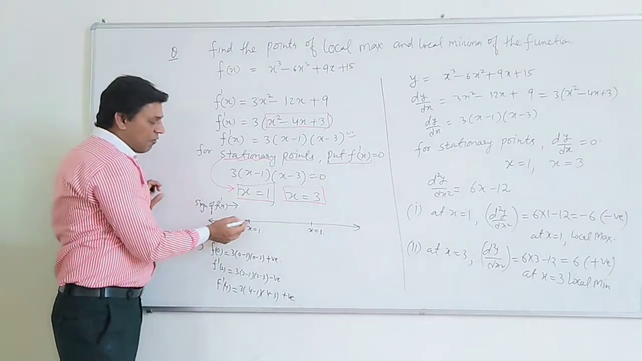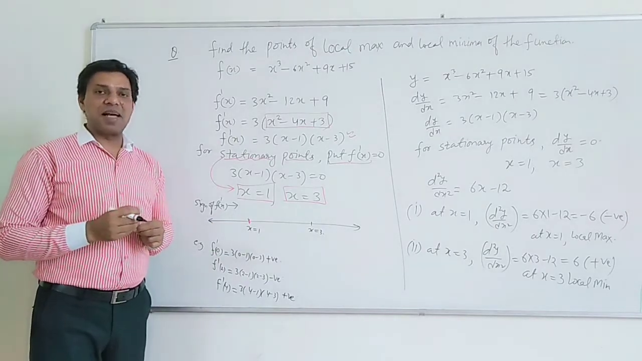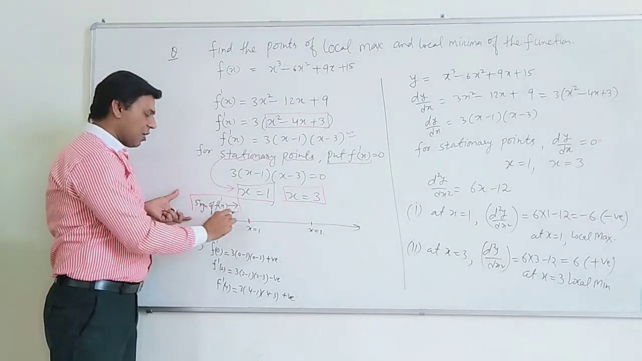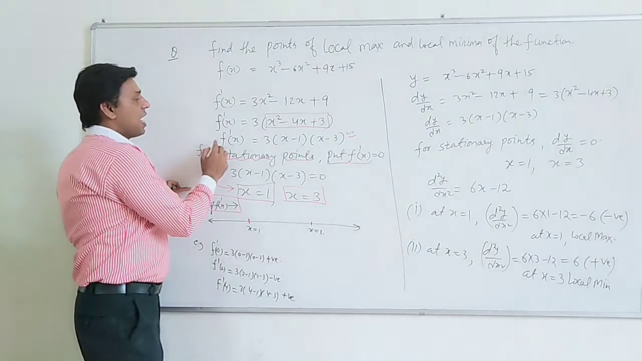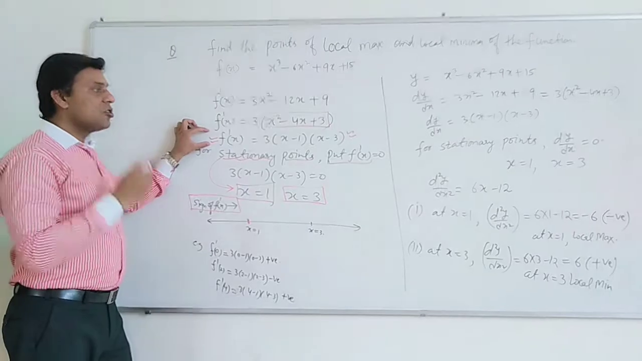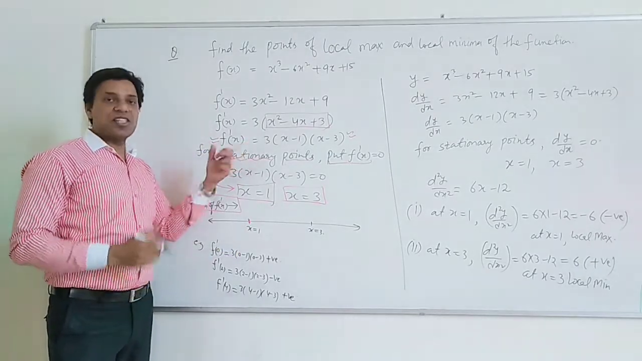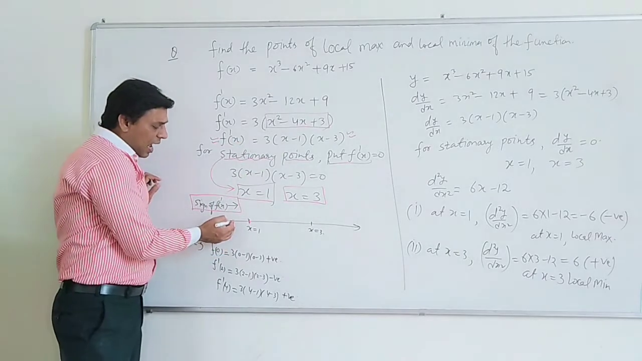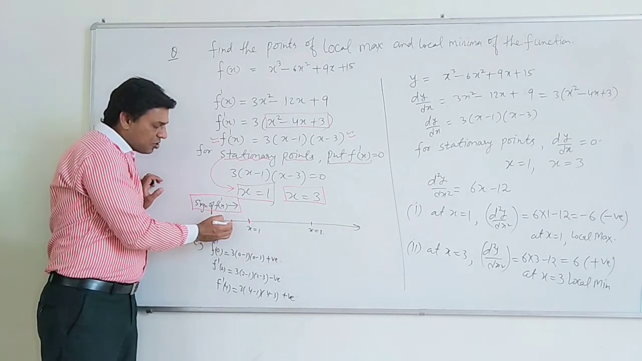Now suppose I want to check at x equal to 1 whether this is a point of local maxima or local minima. So I need to find the sign of f dash x. This is the best expression for f dash x to check the sign. Suppose at 1, f dash x is equal to 0. Before 1, I can easily take 0, because before 1 there is a value 0.